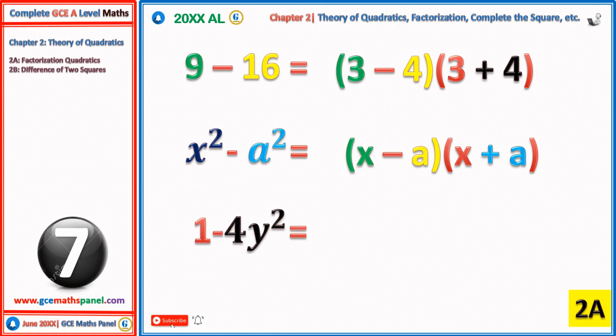Do not do this for the sum of two squares. The sum of two squares is different. We are going to look at that in another lesson. The sum of two squares does not work like this.